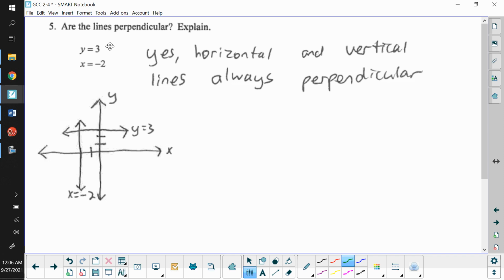Here we have, like in the warm-up, a horizontal and a vertical line, which are always perpendicular. Y equals lines are horizontal, they cross through the y-axis. X equals lines are vertical, they'll always cross through the x-axis.